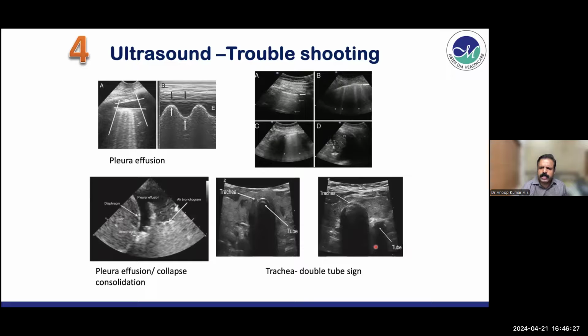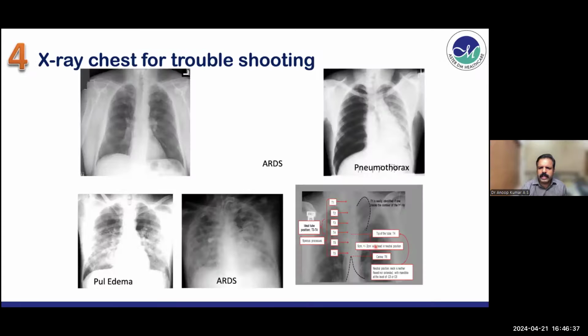The same way, when you do the tracheostomy, whether there is a vessel there which you should avoid pricking, that is also very easy to make out with an ultrasound. And X-ray chest will also help you with troubleshooting. You can see the pulmonary edema, ARDS, normal lung, the patient with a pneumothorax, etc. So X-ray chest is also very, very important.